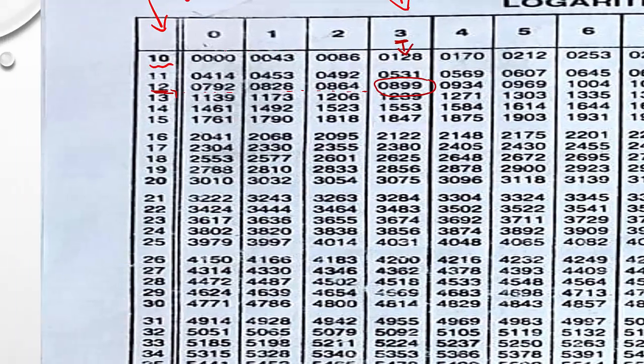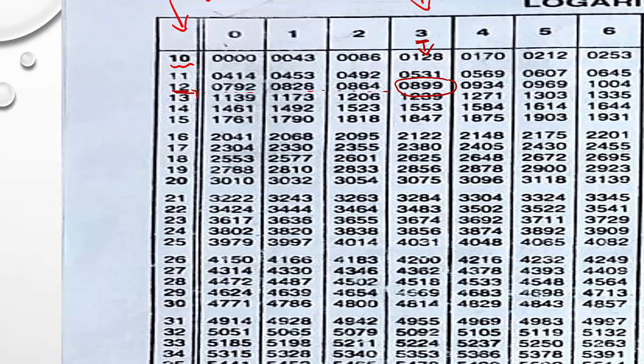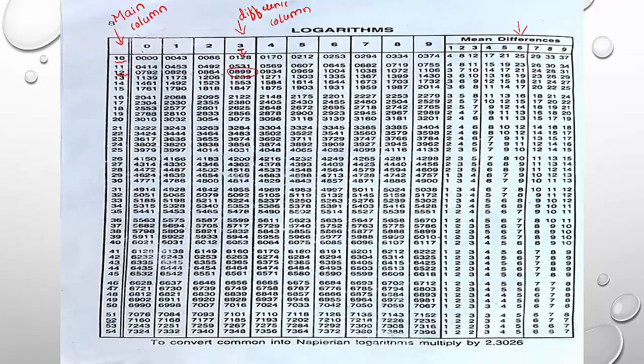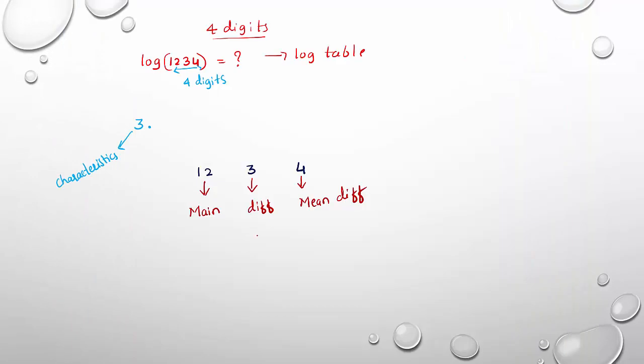So what is the answer now? You can see here 12 at 3 is how much? 0899. So now we can write that number here. This is what we observed for 12 at 3. Now 12 at 4 we have to observe, meaning the fourth digit. 12 at 4 we have to observe from the mean difference.